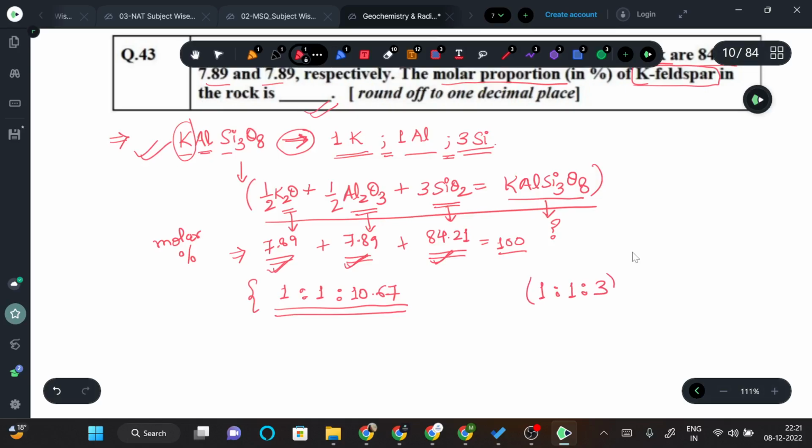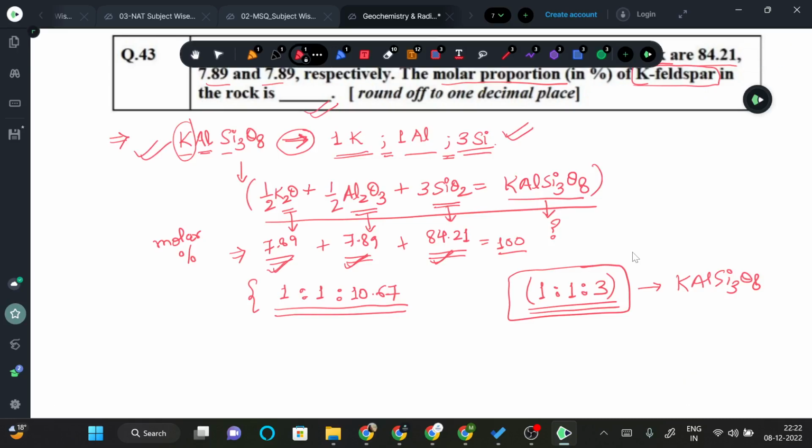The required one is this, right? This directly comes from number of moles. 1 is to 1 is to 3 is the required one. If you get this ratio proportion for these 3 elements or these 3 compounds, you can easily form KAlSi3O8. Okay, you can easily form K-feldspar. You can't directly jump to this question.